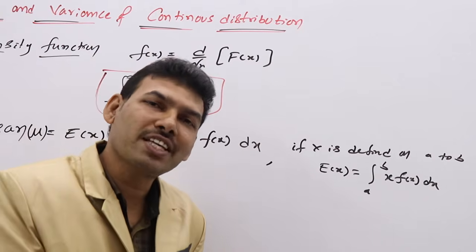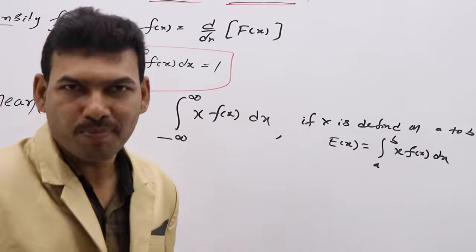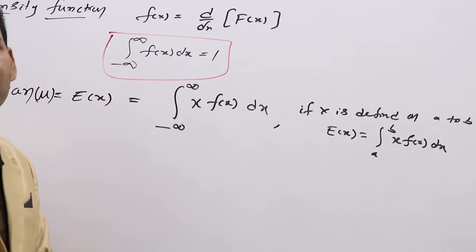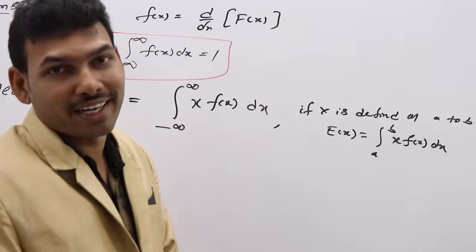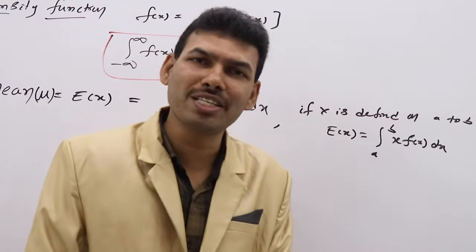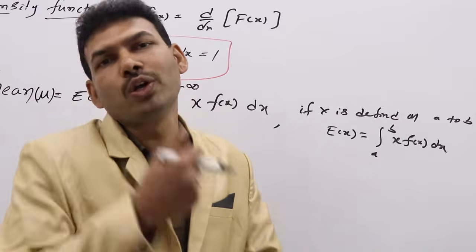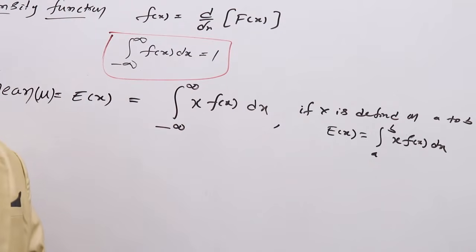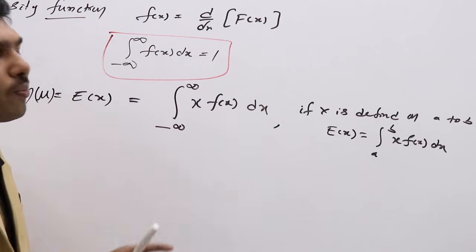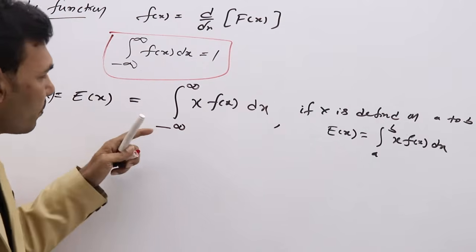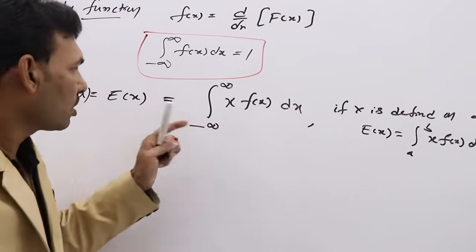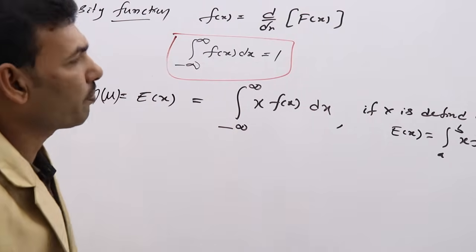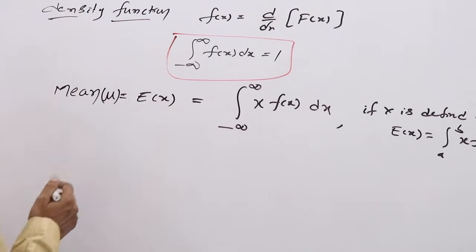If f of x is not defined in a particular interval, then we take the total interval. If x greater than 0 is the interval, it starts from 0 to we don't know where, so we take the limit infinity, 0 to infinity. For x less than 0, the values start from minus infinity. So this is the total interval. Okay, so this is the mean formula.